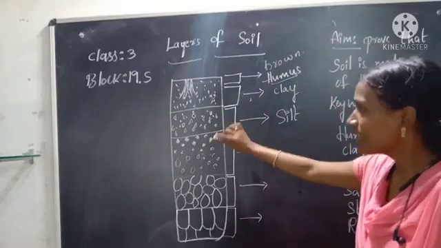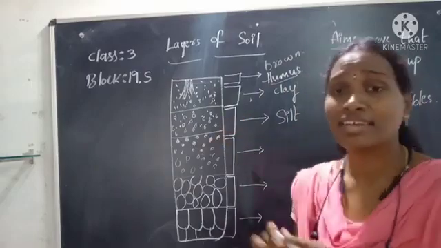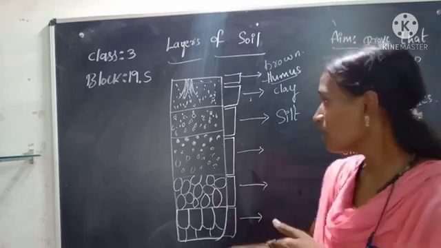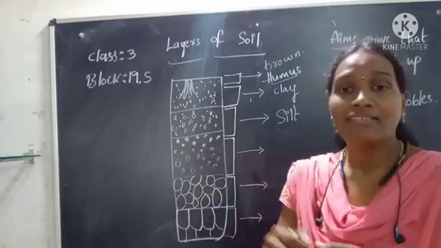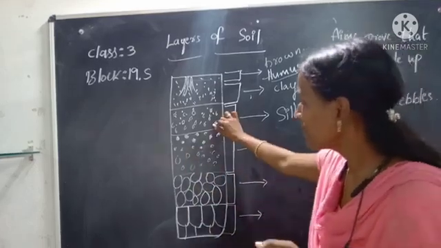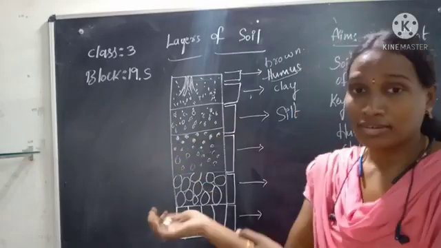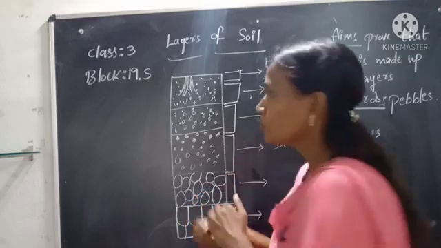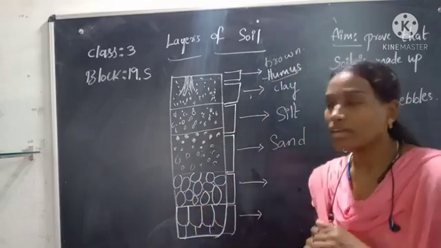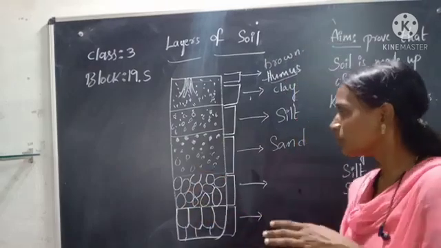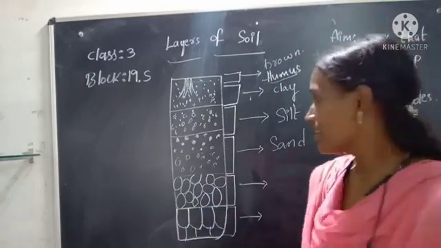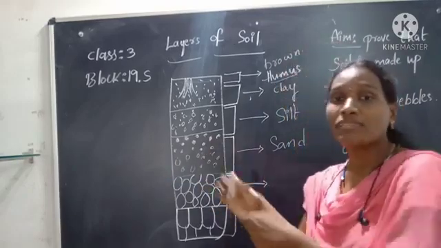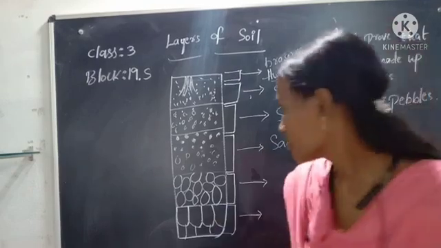If you compare the third layer with the fourth layer, can you observe any differences? Yes, there are some differences. The fourth layer is sand, which has bigger particles compared to the third layer. Now you can see the next layer, children. Do you find any differences? Yes, so much difference. Compared to sand, it has very big particles, and that is stones.